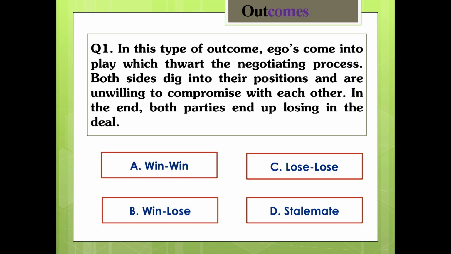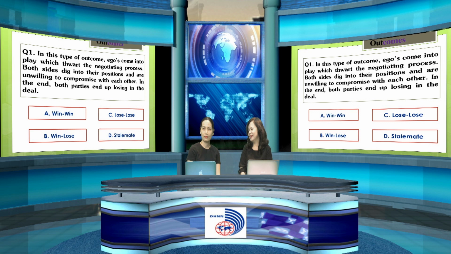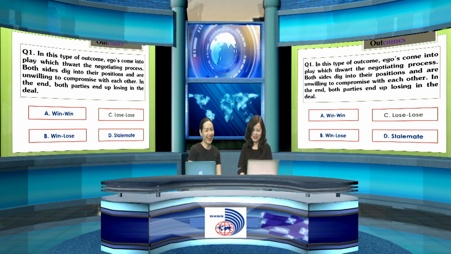So in your opinion, what is the outcome of this kind of negotiation? Well, I can see both parties are unwilling to compromise, so I think it would be a lose-lose situation. Is that correct, teacher? Yes, thank you. All right, thank you. Excellent student.